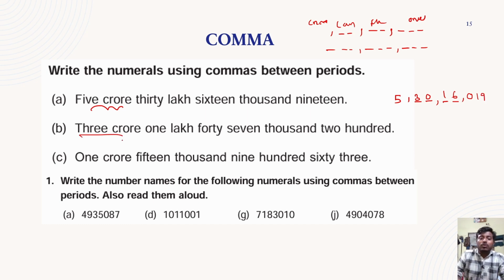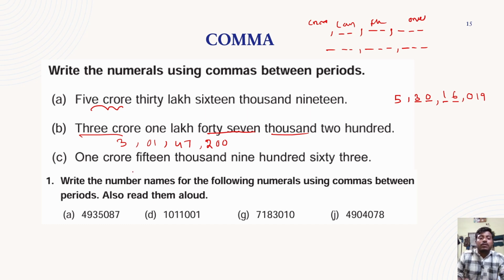Similarly, 3 crore, that's why 3, comma. 1 lakh means 01 because in the lakh period, two places are there. That's why 01. If it is 20, then simply write down 20. If it is 1 digit, you must add a 0 with it. Okay. 02 or 03 or 05, etc. Now put the comma, 47,000. Then 47. If the question is 7,000, then you should write 07, not only 7. Okay. Now 200. 200 means 2. Now 00. This is the answer.